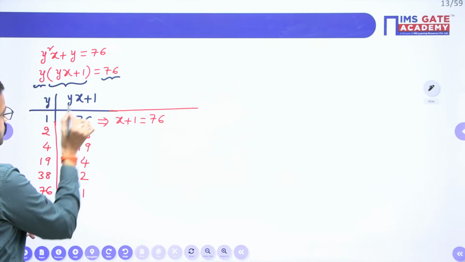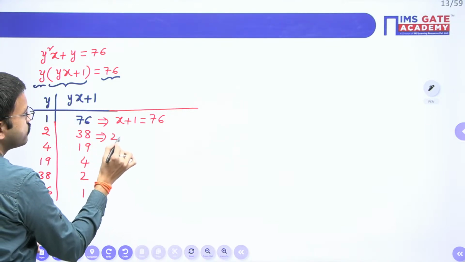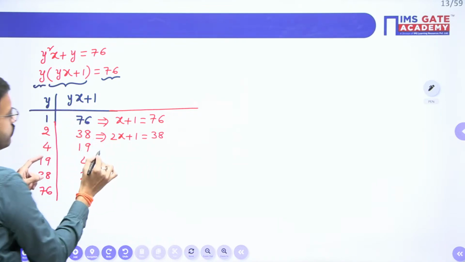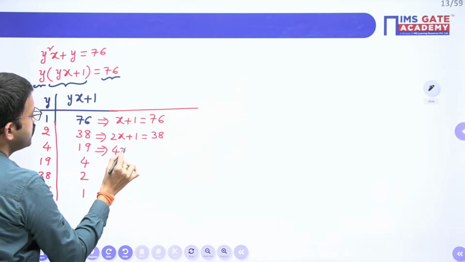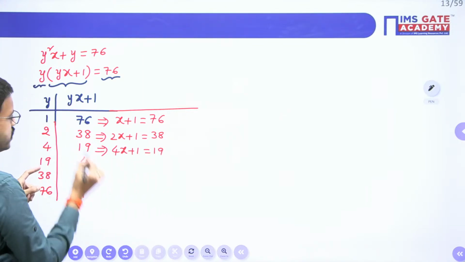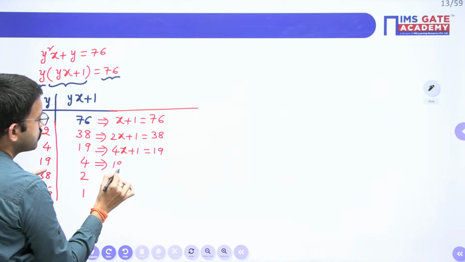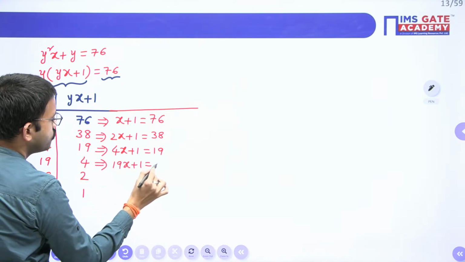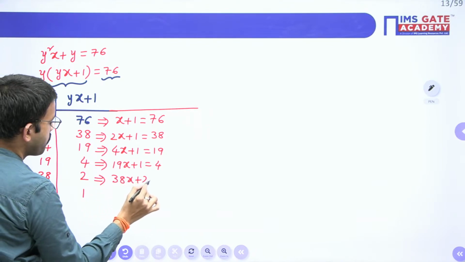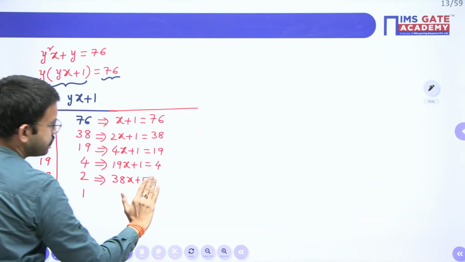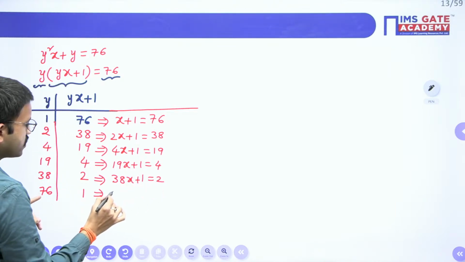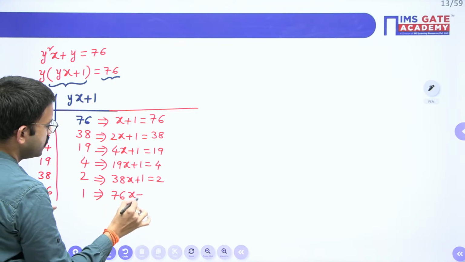Similarly here, when you substitute this one, 2x plus 1 equals 38. Like that, just substitute the y value in each and every case. 4x plus 1 equals 19. Then here, 19x plus 1 equals 4. Here, 38x plus 1 equals 2. And then here, 76x plus 1 equals 1.